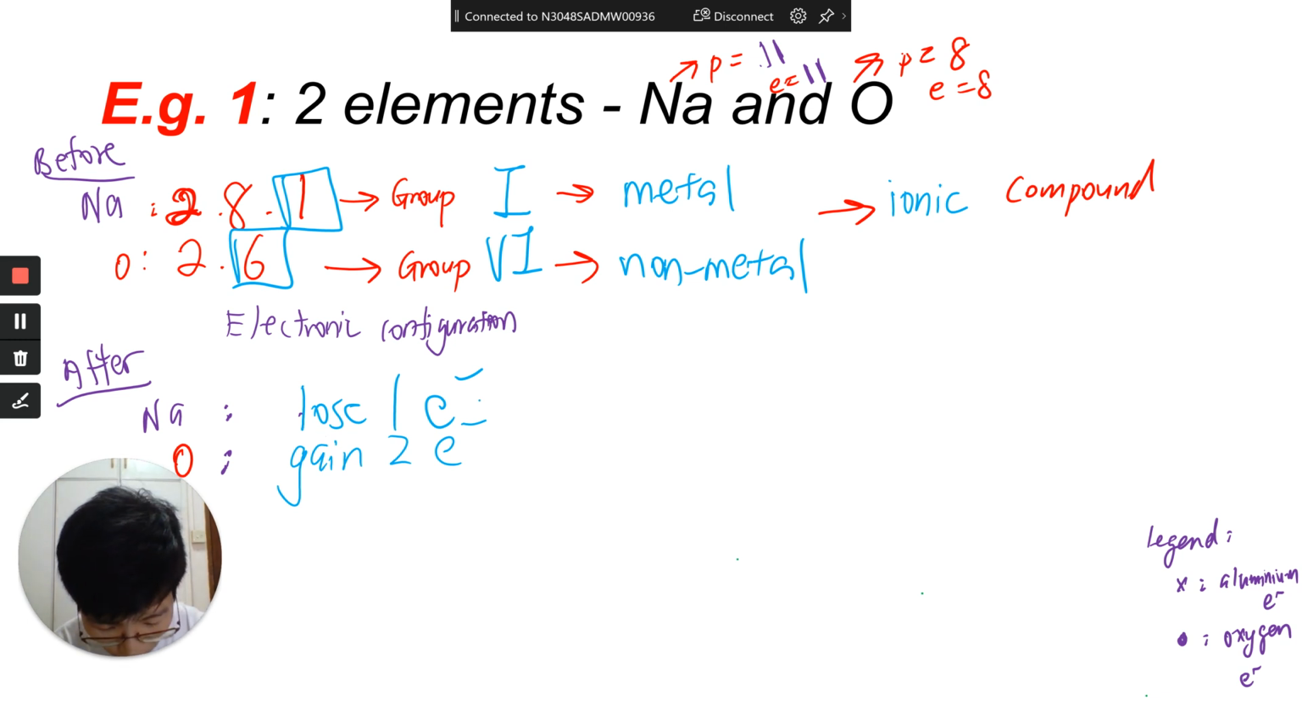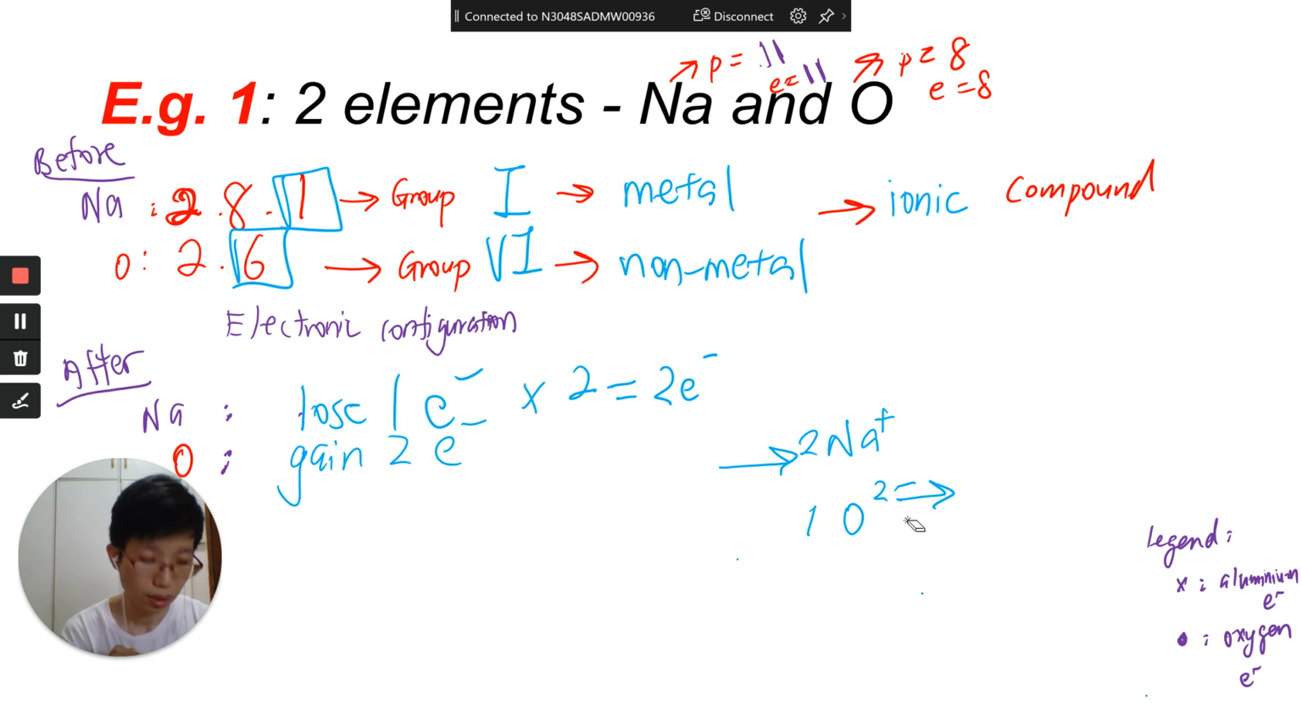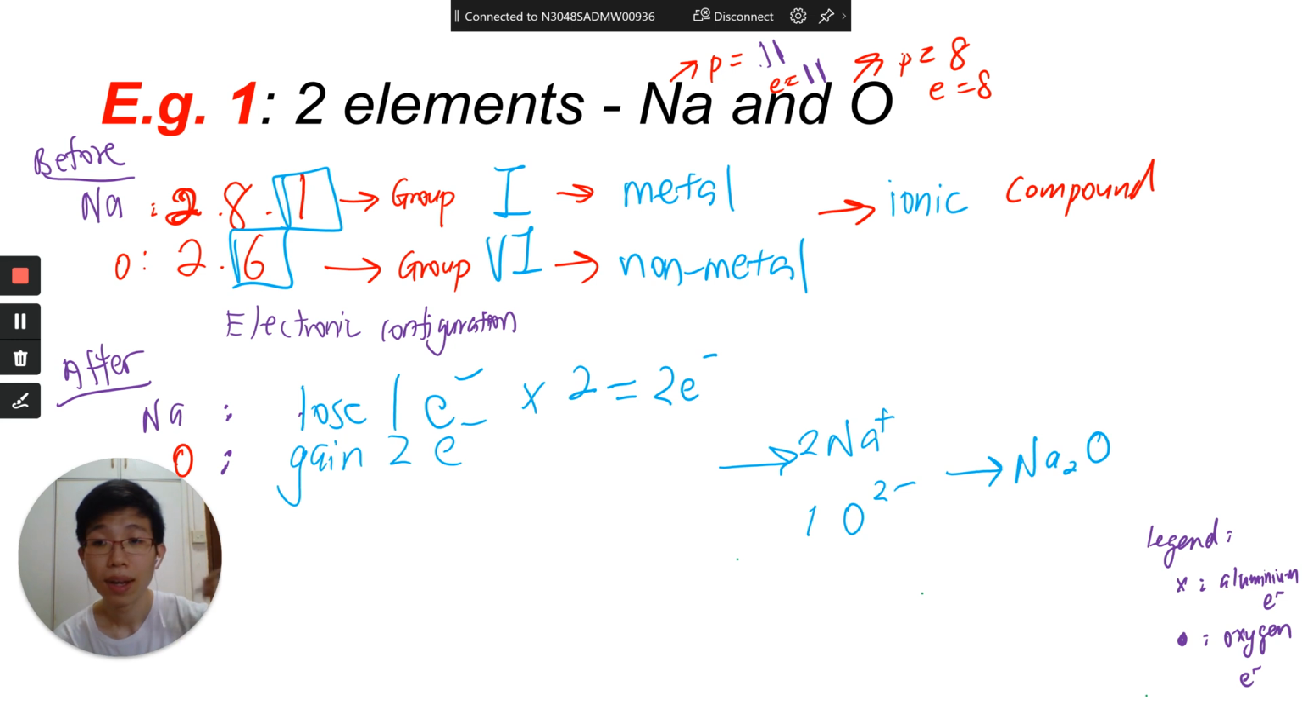So in this case, I need to times 2. After I times 2, it will equal 2 electrons. This means that there will be 2 sodium ions and 1 oxygen ion, which form the chemical formula Na2O. The 2 over here represents the number of sodium ions you need in order to form this ionic compound.